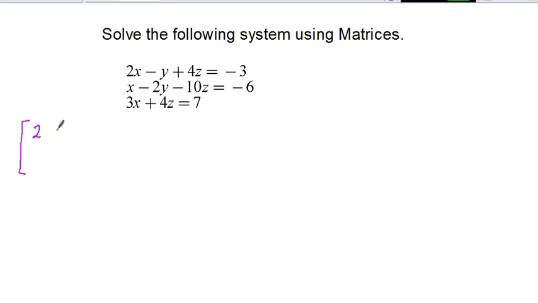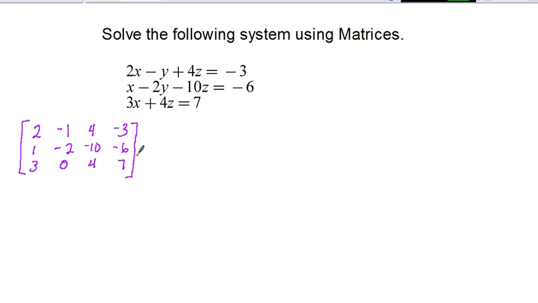So we have 2, negative 1, 4, negative 3, 1, negative 2, negative 10, negative 6, and 3 for x. But notice that it goes from x to z. There is no y, so we have to put a 0 in for y. And then we have 4 and 7. So here is our initial matrix.